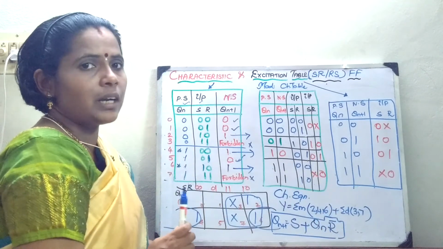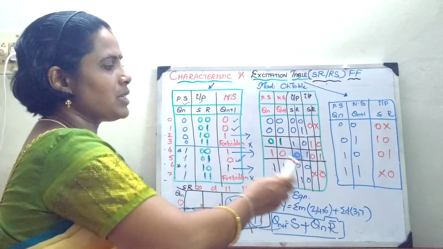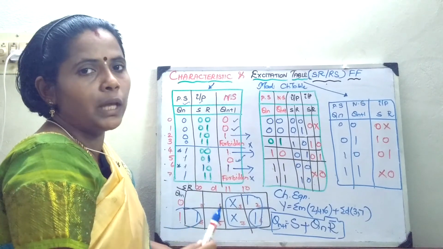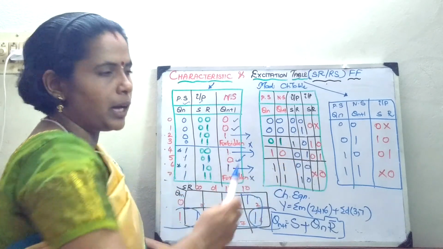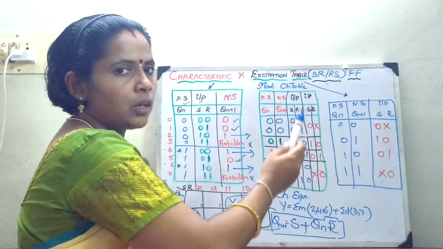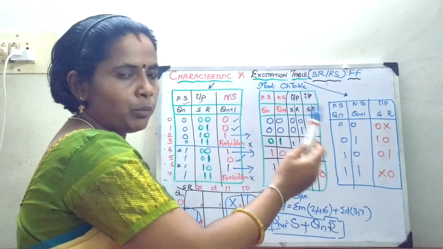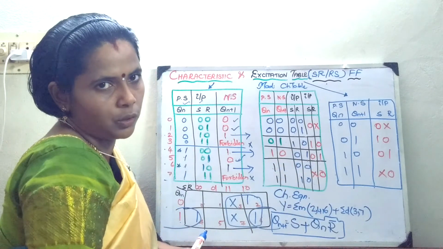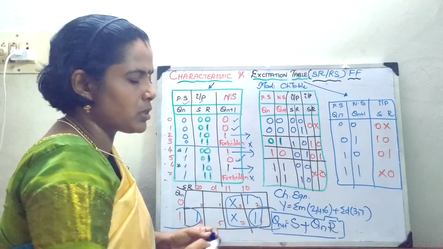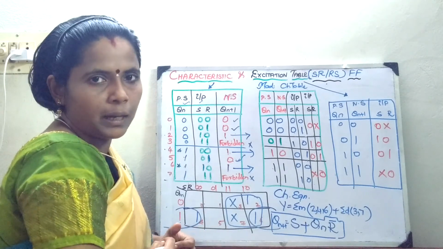Okay, the students are advised to remember the truth table as well as the excitation table, which will help while you are designing the counter. So, in the excitation table of RS flip-flop, when I give 0, 0, it is 0 x, then 0, 1 means 1, 0, 1, 0 means 0, 1 and 1, 1 means x 0. Okay, and the characteristic equation is S plus Qn into R bar.